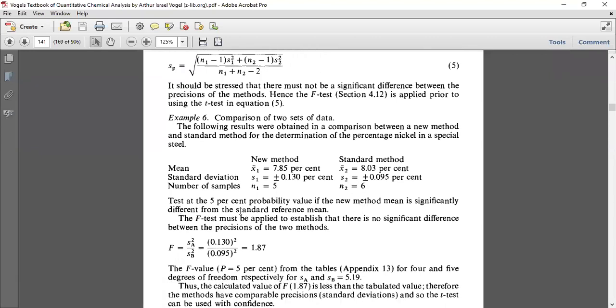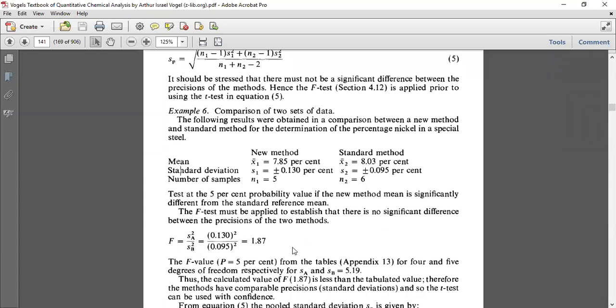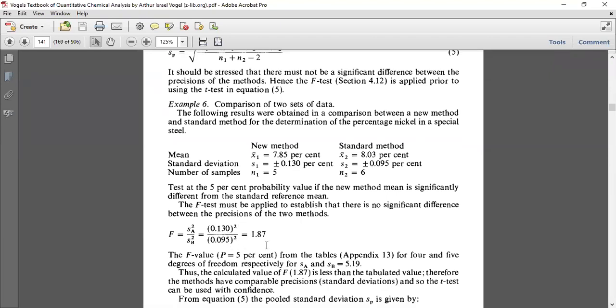Then test at the 5% probability value if the new method mean is significantly different from the standard reference mean. So F test must be applied to establish that there is no significant difference between the precisions of the two methods. So first we have applied F test. Again formula same, S square A divided by S square B. Which value will be in the numerator? Larger standard deviation. So here, larger standard deviation is of the new method. So that's why 0.130 square over 0.095 square is equal to 1.87.